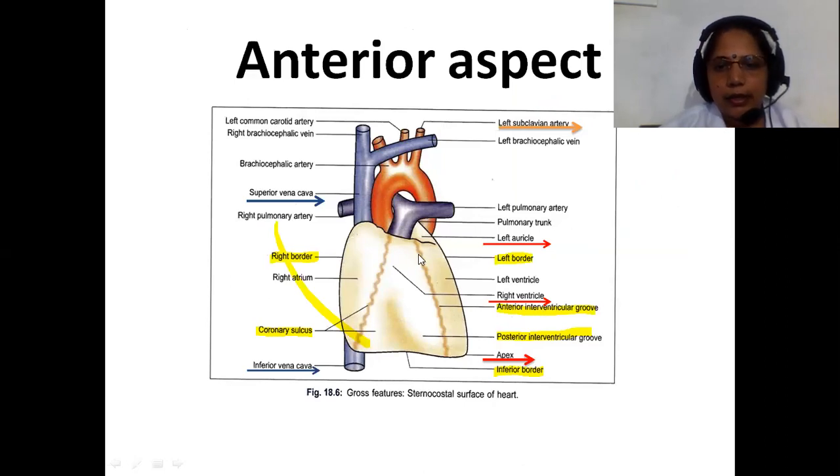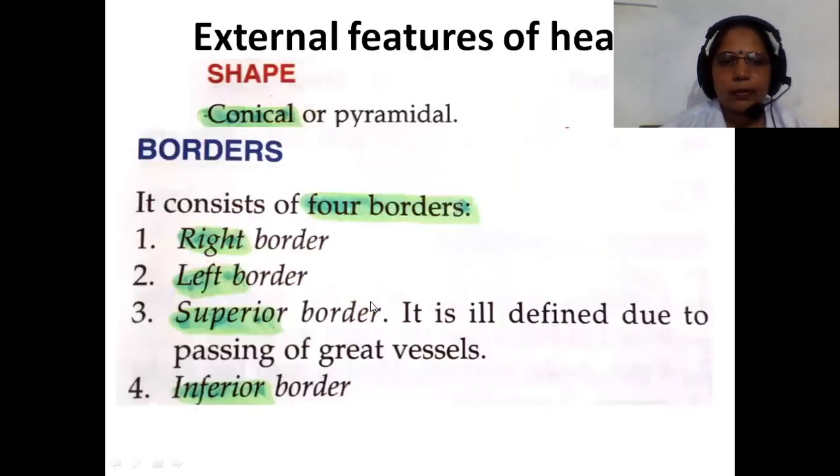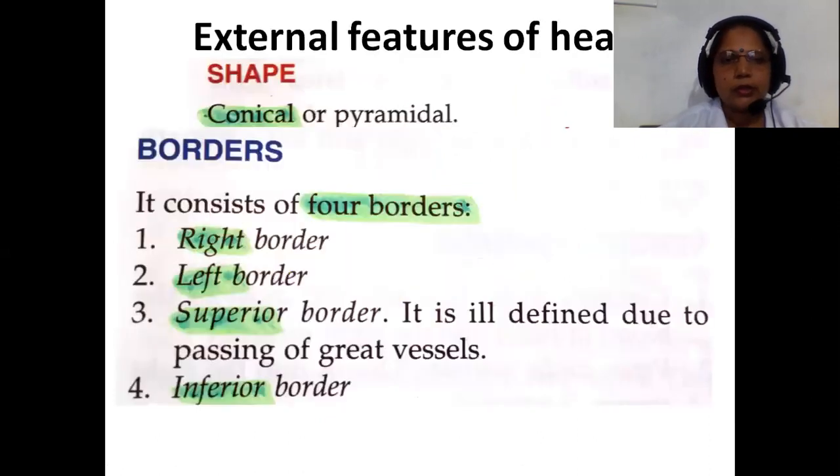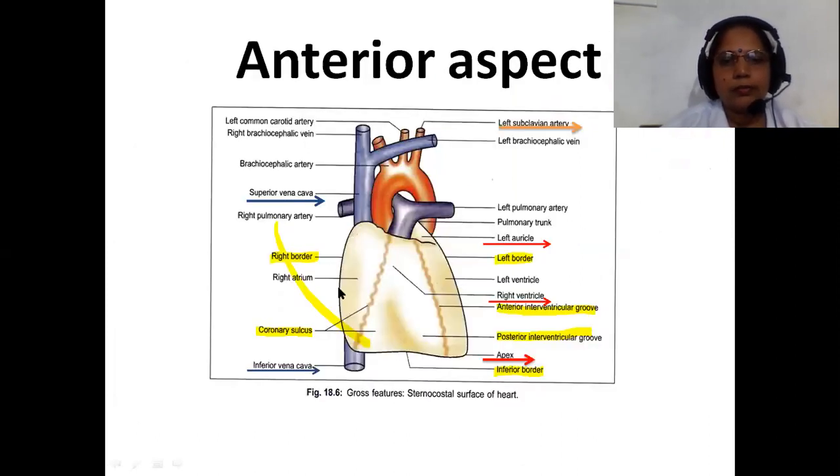Next slide, here you can see the anterior interventricular groove, posterior interventricular groove. This is the coronary sulcus. Then sulcus terminalis. First we will complete the borders. Shape conical or pyramidal. 4 borders: right border, left border, superior and inferior. देखो, this is the right border, left border, superior border, which is disturbed due to the presence of vessels, and this is the inferior border. Sulcus के parts: coronary sulcus, anterior interventricular sulcus, posterior interventricular sulcus, also called the groove.